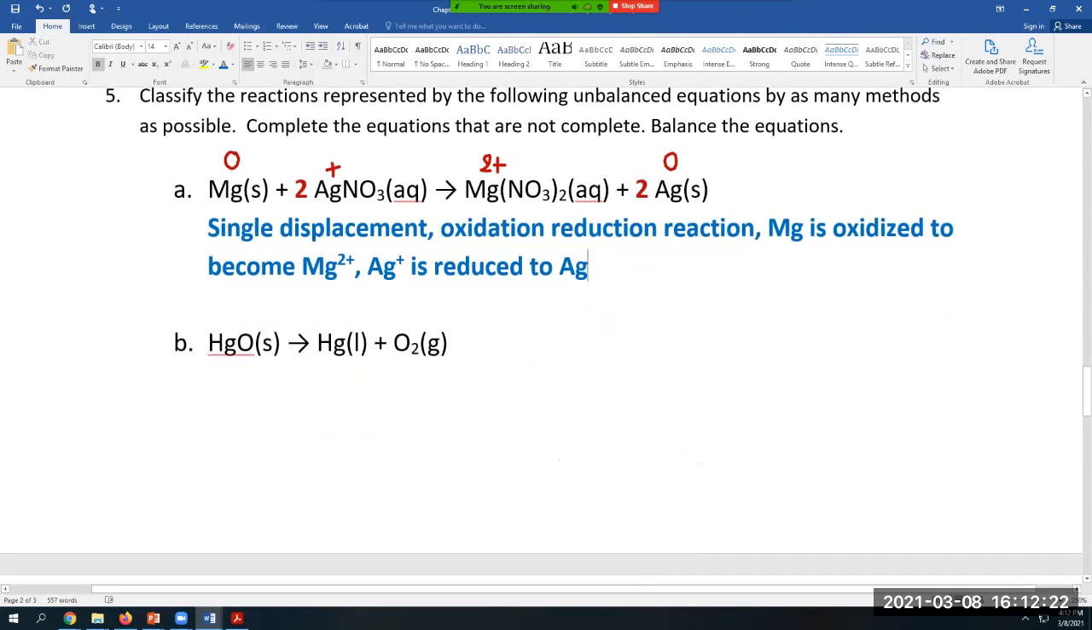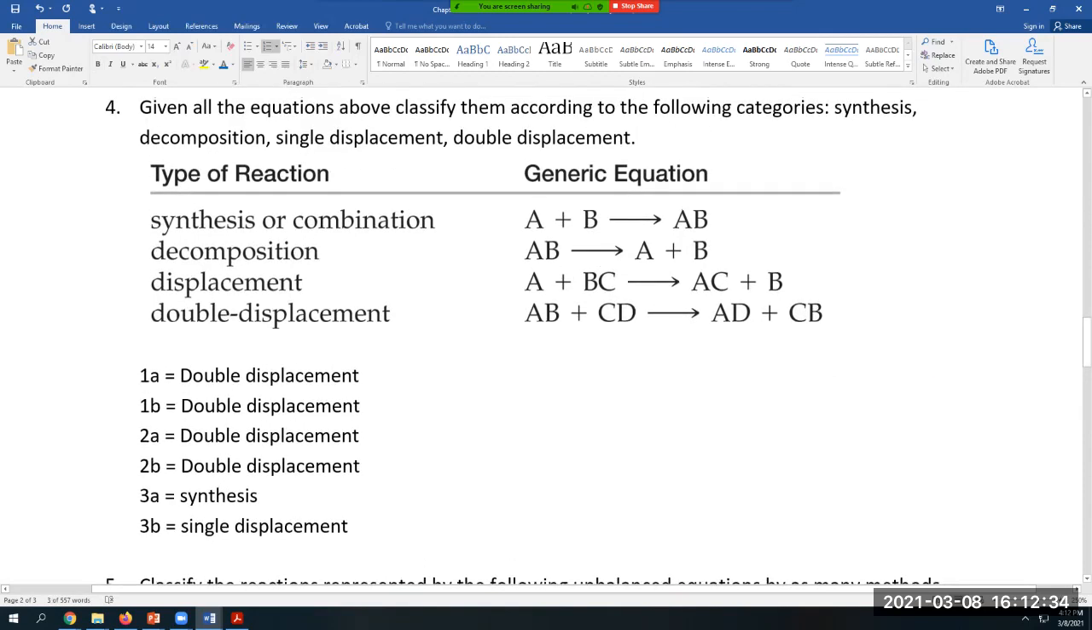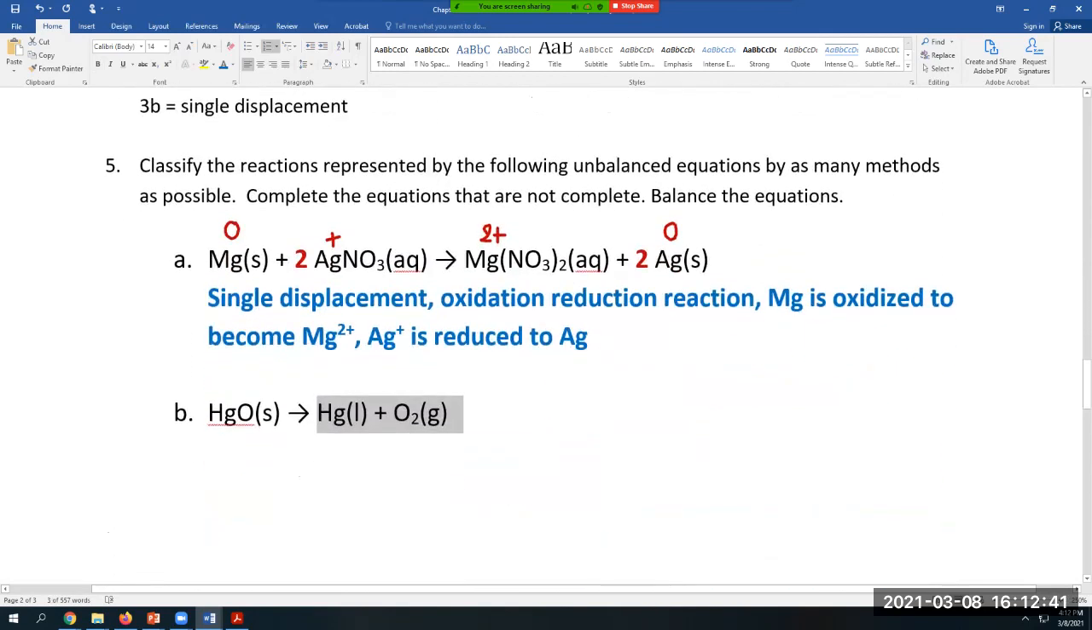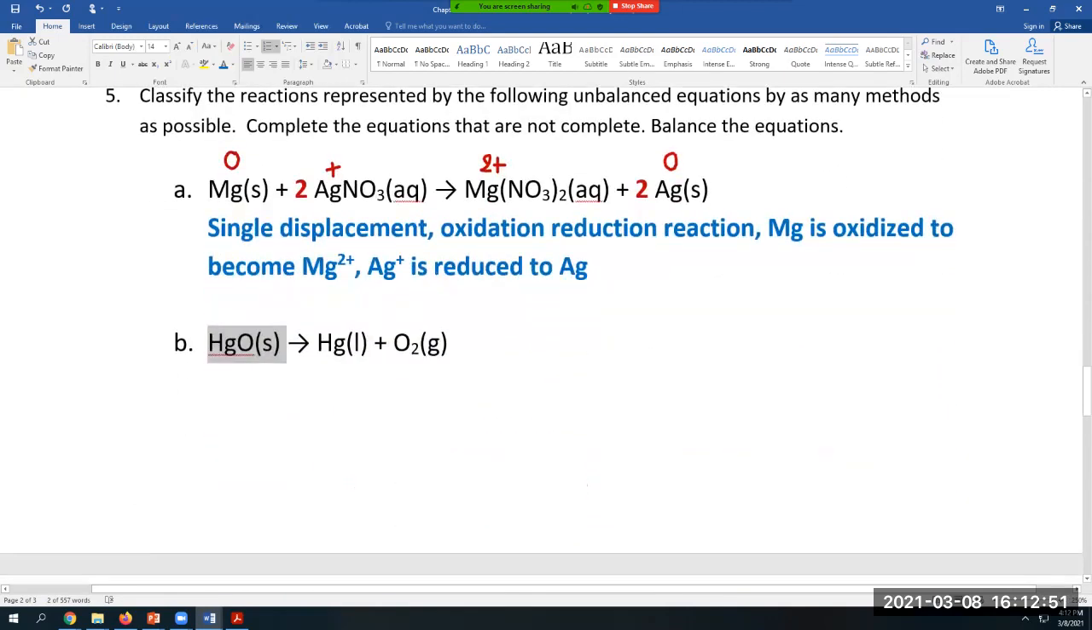So we have mercury oxide here as a solid, becoming mercury liquid plus oxygen gas. So let's find out the first type of way of classifying. Do we have a synthesis, decomposition, single displacement, or double displacement? You can see here that you start with one reactant only. So one reactant only tells you it's a decomposition, right? When you have one reactant and you break it down into 2 or more products, then that means you have a decomposition reaction.